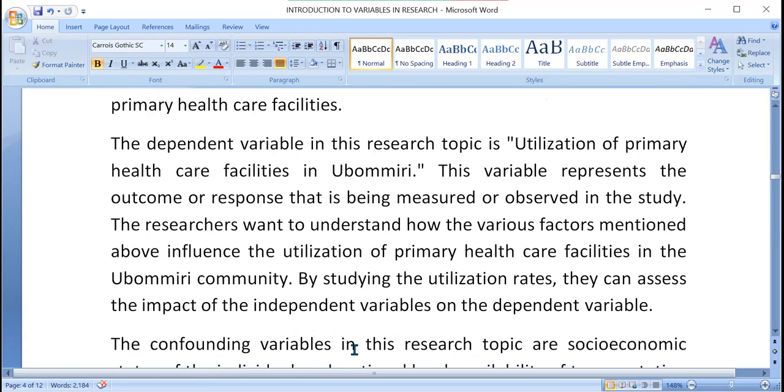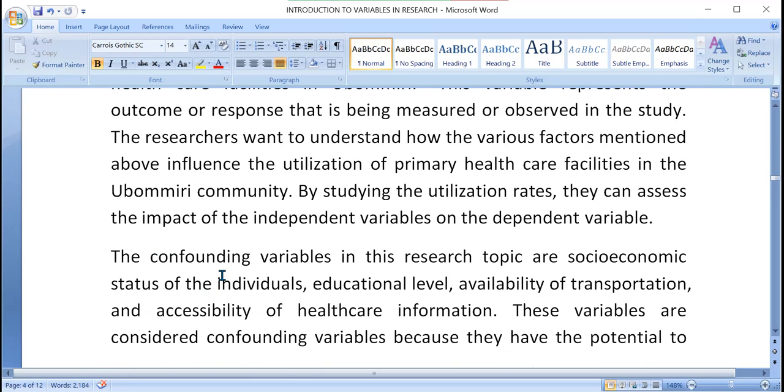So what this is trying to explain is that the researcher is interested in both variables. He tries to study the independent variable, he tries to manipulate it. Then he also tries to see the effects on the dependent variable, which is the utilization rate. That is, how do these factors, such as cost of services and healthcare provider, influence the utilization rate? And the utilization rate is what is being observed or seen, whether the person goes to the health facility or not.